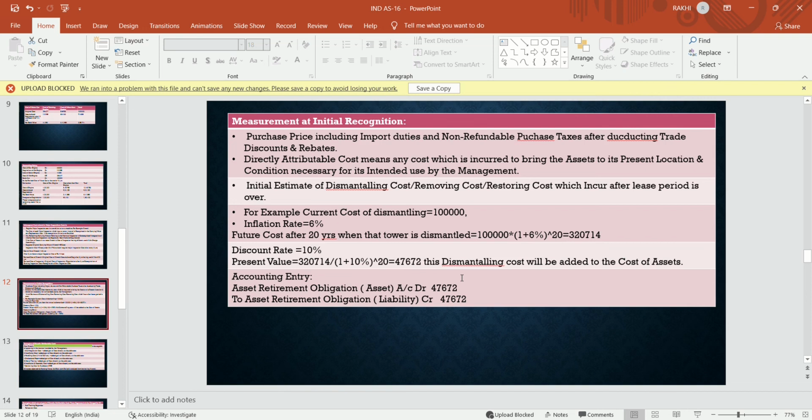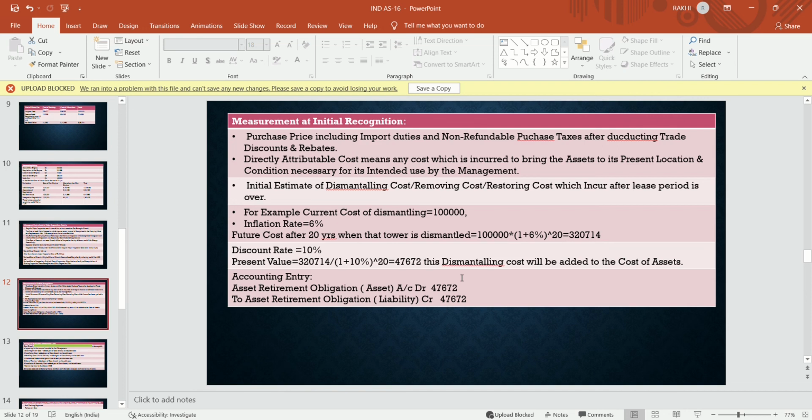So what was the cost incurred after 20 years? We have to find out, by using the inflation rate, the future cost of those restoring charges or dismantling charges after 20 years to bring that asset to its original condition. And then from that future cost, we determine by using the discounting rate the present value of that cost. What was the cost today? That cost is to be recognized or added with the cost of the asset.